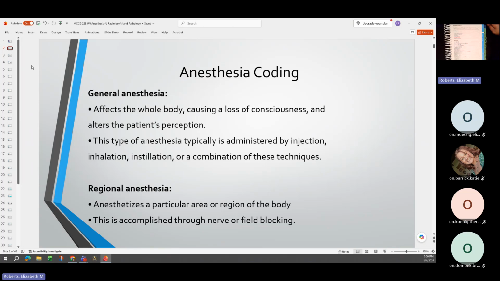Monitored sedation. Other uses of monitored sedation would be during a colonoscopy. Patients get monitored sedation.